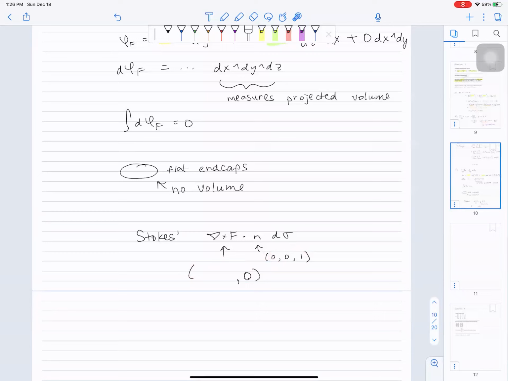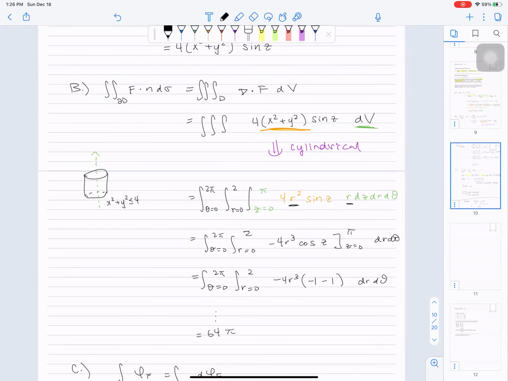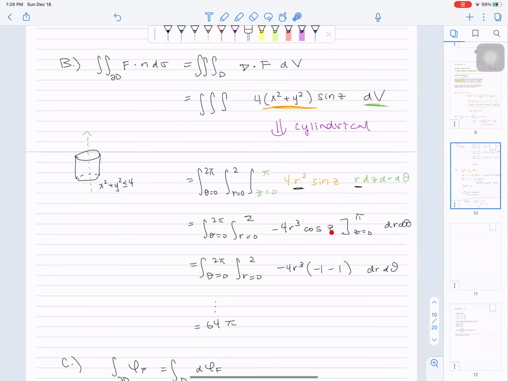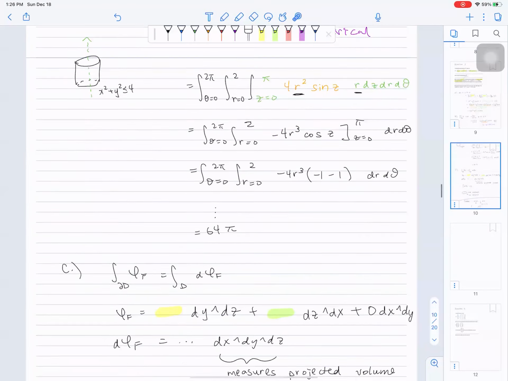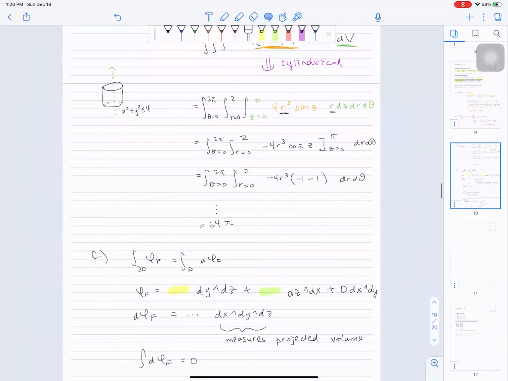So yes, same argument. Sorry, for part B, how did you get positive 64 pi? Because we evaluated cosine z from z equals 0 to pi, right? But isn't cosine 0, 1? Cosine of pi is -1, and cosine of 0 is 1. Wait, why do we evaluate from top to bottom? Isn't it bottom first?